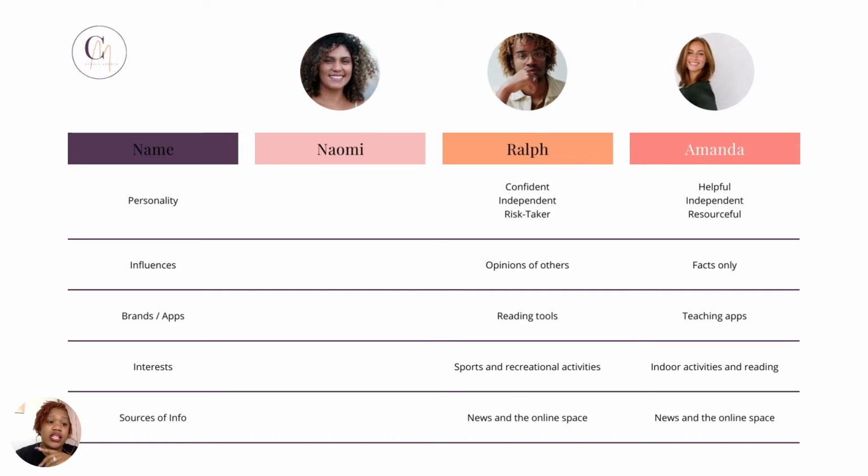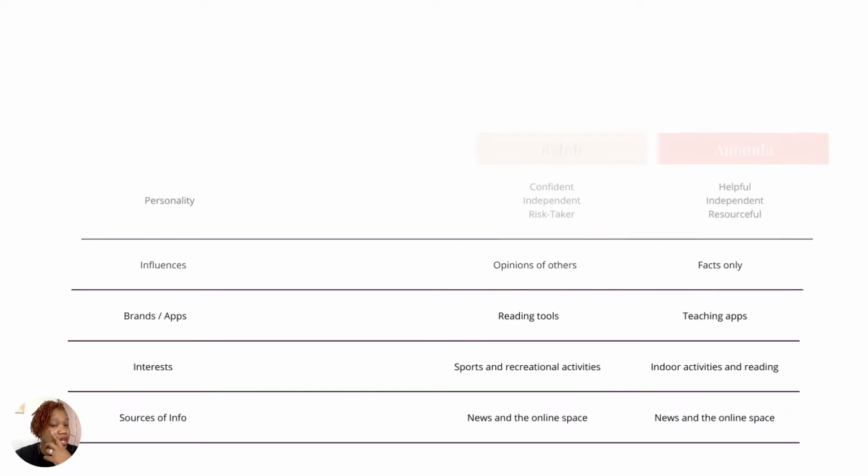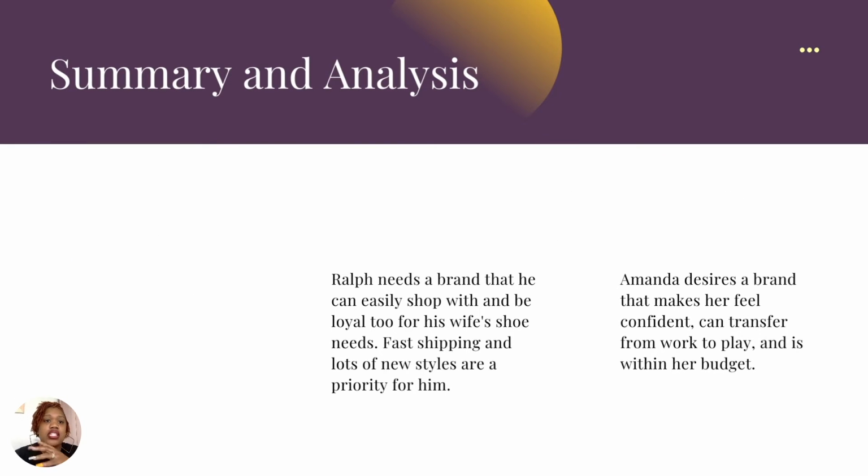So we're going to run through a quick summary, and then we're going to go back and fill in Naomi based on what we've already learned about Ralph and Amanda. Summary analysis: Ralph really needs a brand that he can easily shop with and be loyal to for his wife's shoe needs. He needs fast shipping, and lots of new styles are a priority for him. Amanda desires a brand that makes her feel confident and can transfer from work to play, and it's within her budget because she has a smaller budget because of her career.